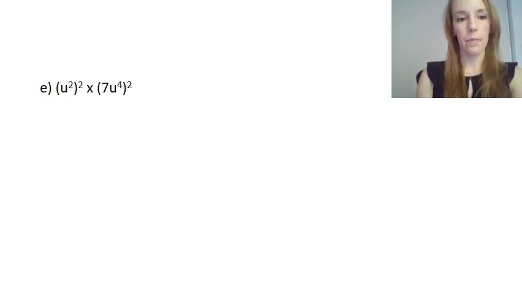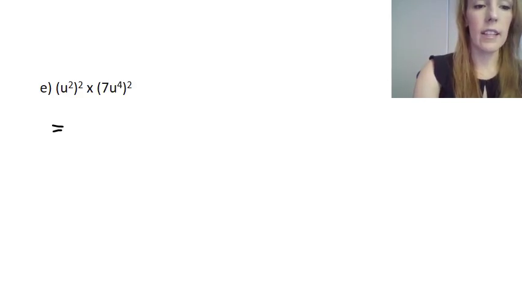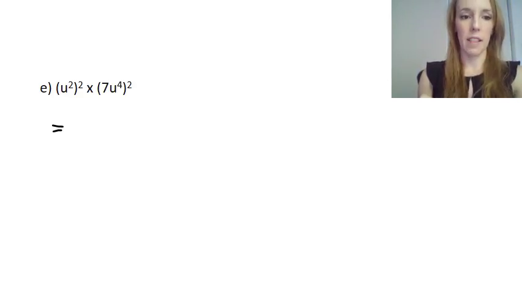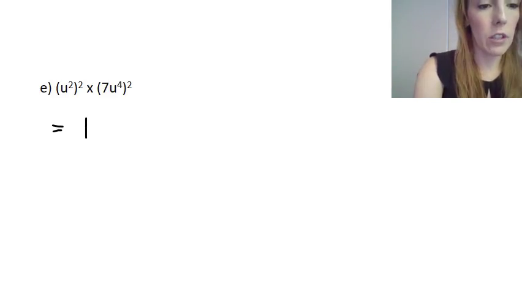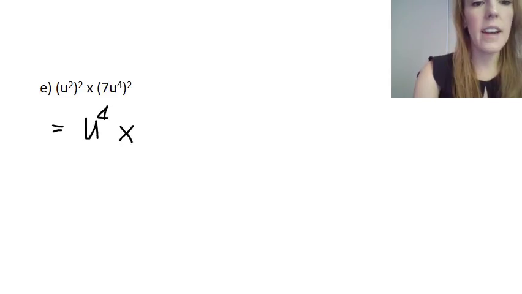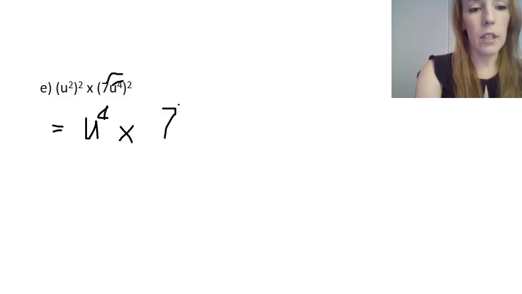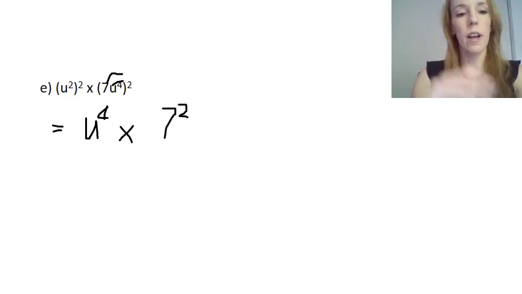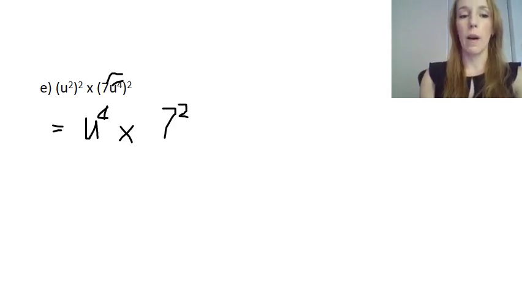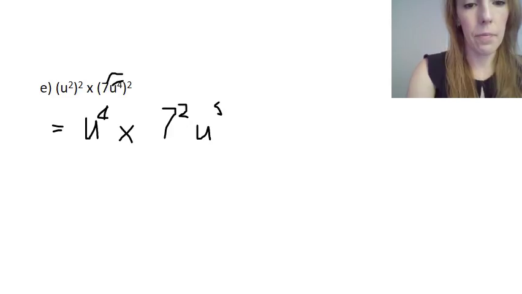Our answer is 5 squared multiplied by y to the power of 6. Okay, our next example here, we've got u squared in brackets to the power of 2 multiplied by 7u to the power of 4 raised to the power of 2 as well. So again, we're going to simplify our brackets by expanding them. So u squared raised to the power of 2, we're going to do 2 times 2, which will give us 4. So that's u to the power of 4 multiplied. And with our second brackets, remember, it has to be applied to everything in the brackets. So it becomes 7 squared, and then the u to the power of 4, we multiply the 4 by 2, which gives us u to the power of 8.